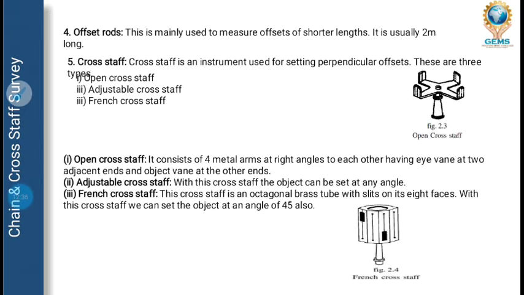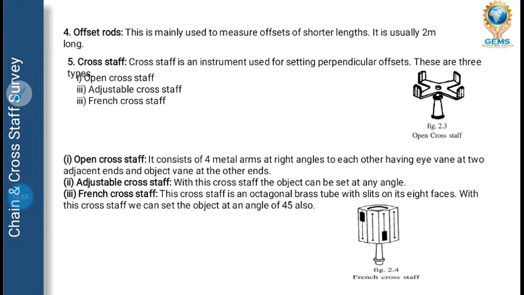So next is the offset rod. First of all, we should know what an offset rod is. It is used to measure a shorter length. It is similar to a ranging rod, but it is made of wood. It also has a sharp edge, and it is usually 2 meters long. Before, the offset rod was used in place of the ranging rod.